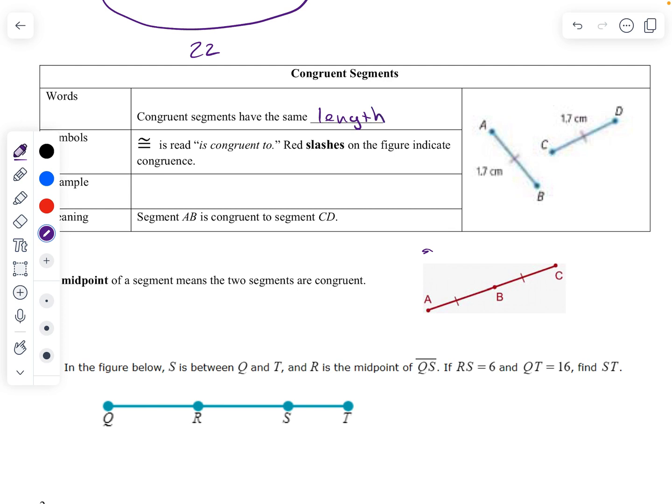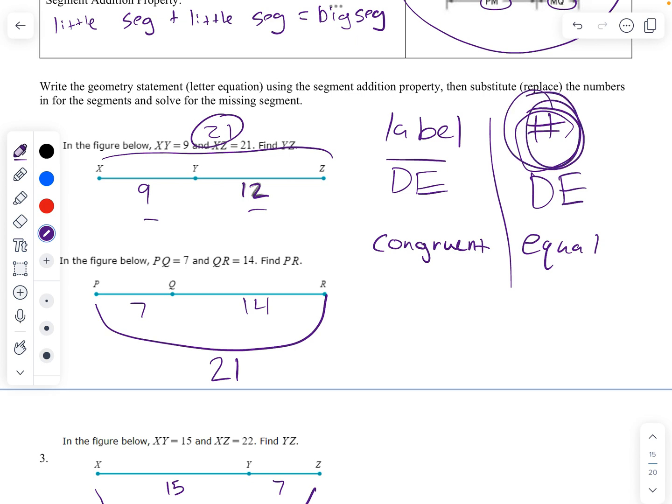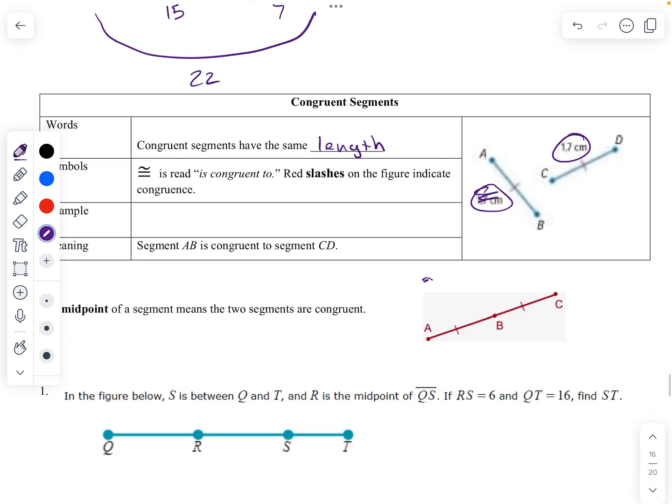When do we say congruent versus equal? Well, when you see numbers like we see here, we can say that those are equal because they have the same number. If we don't have that, which maybe we won't, it's going to show that they're the same length by putting these little, we call them tick marks, on our lines, just like that. It's showing that those things are the same.